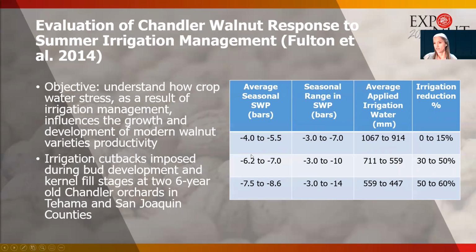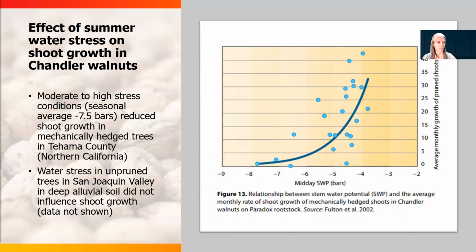The chart here shows the average seasonal stem water potential range for the different treatments in both locations, which reflect a 0 to 15% reduction in applied water, a 30 to 50%, and then a 50 to 60% reduction in irrigation application. And this would be the corresponding average applied irrigation water for those different treatments.